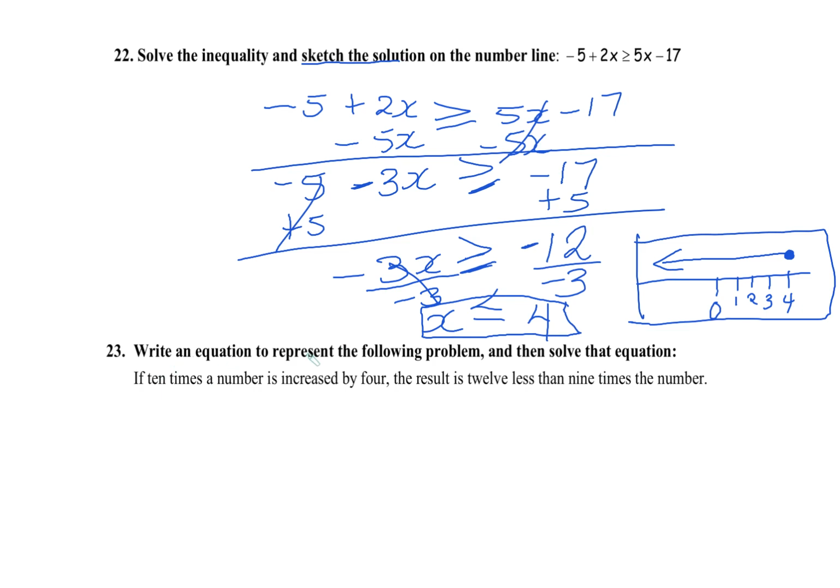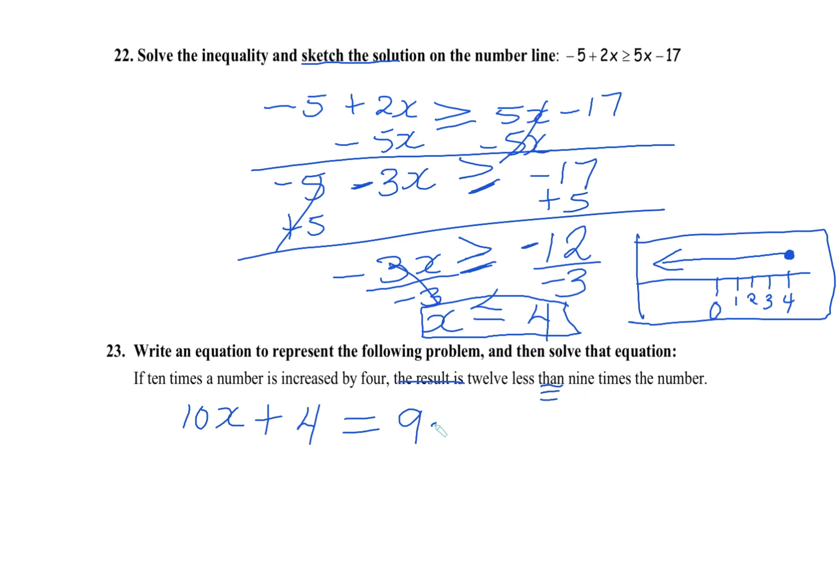It wants us to write an equation to represent the following problem and then solve the equation. I know in class when we did this, I didn't want you to solve, but here you have to. If 10 times a number is increased by 4, so if 10 times a number, that would be 10x, is increased by 4, which will be +4, the result is, that is your equal, 12 less than 9 times the number. Now remember, when you see that word than, you must write in reverse.